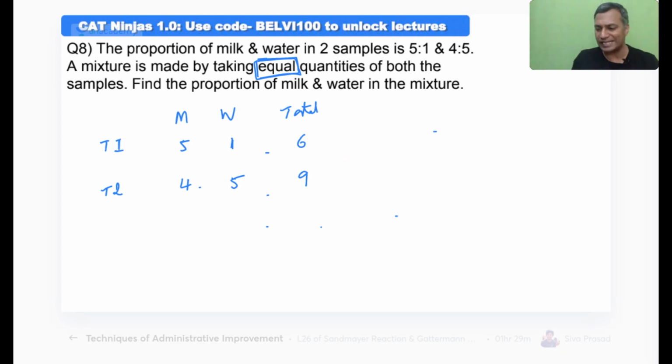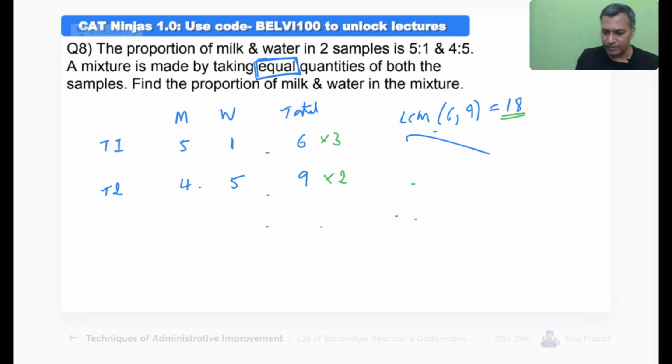So how do we make this equal? LCM. Take the LCM of these numbers. Take the LCM of what? 6 and 9, which would become 18. How do we make it 18? Multiplication factor. Go here, multiply this by 3, it becomes 18. Multiply this by 2, it becomes 18. Try to make both the numbers 18.